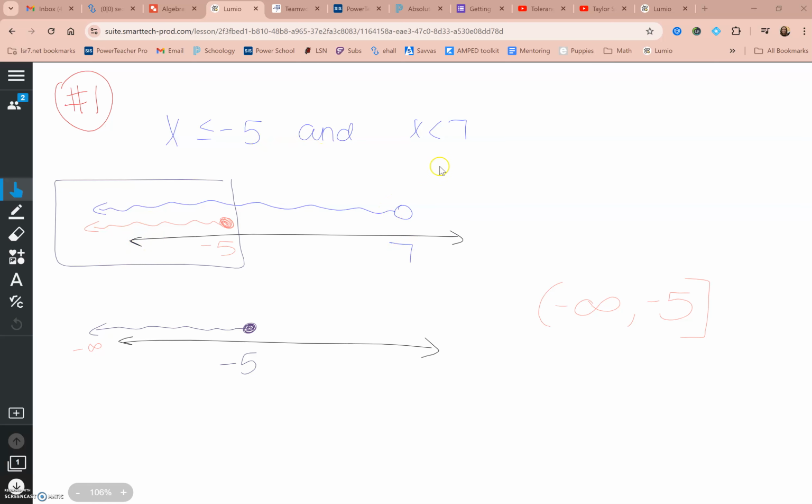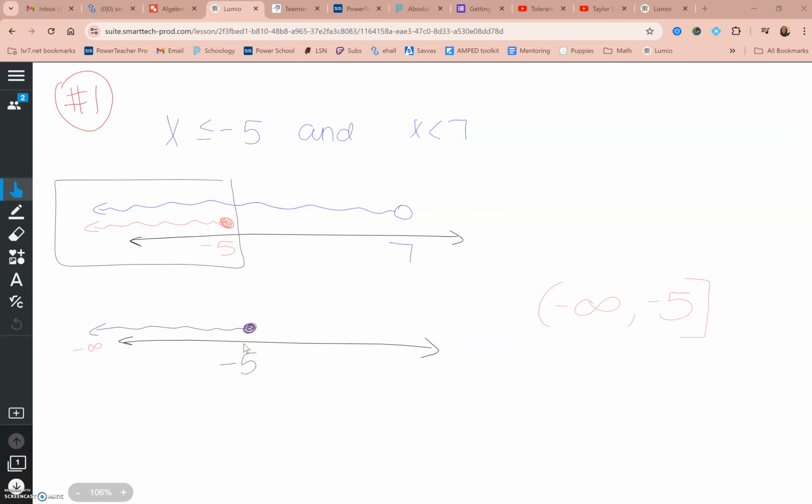Same thing with 7, except it's just less than 7, which means it can't actually be 7. So we have an open circle. And again, all our possibilities are less than 7, so we want all the numbers to the left. Now the overlap is just this area right here. What I mean by overlap is that's where both of our inequalities would work. So that's what we put on our final number line.